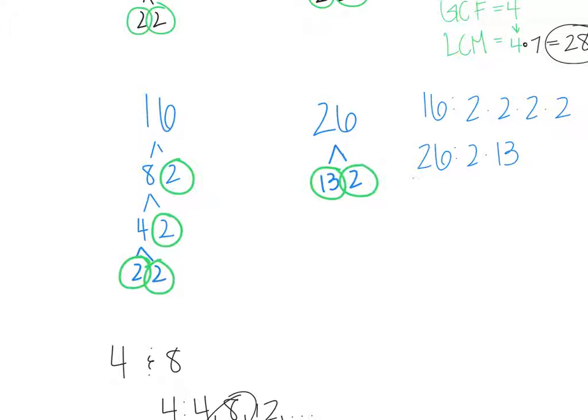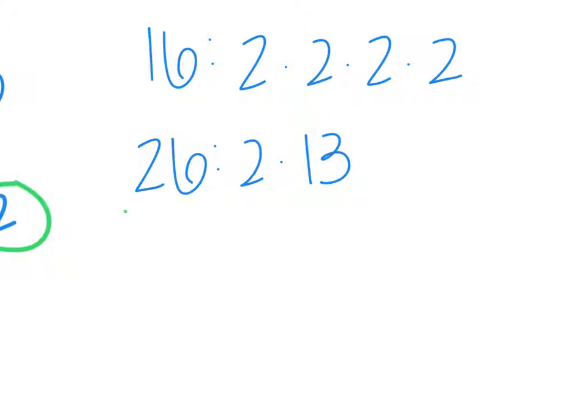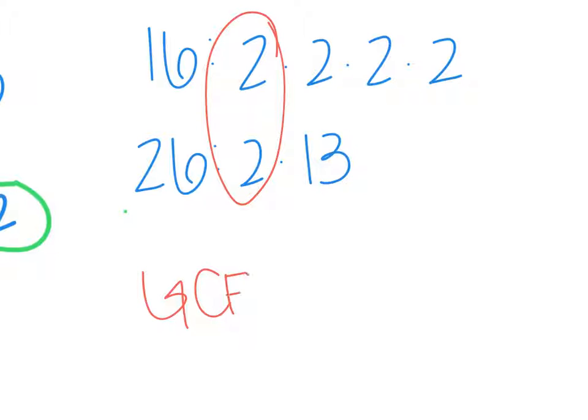Well, between 16 and 26, it's not as fun to write all of those out. So this is why finding the least common multiple using your primes is going to be easiest. So first I find my greatest common factor, which equals 2. They only have one 2 in common.